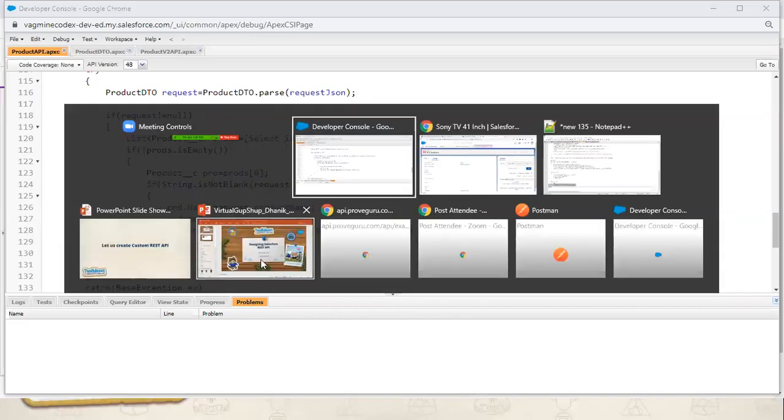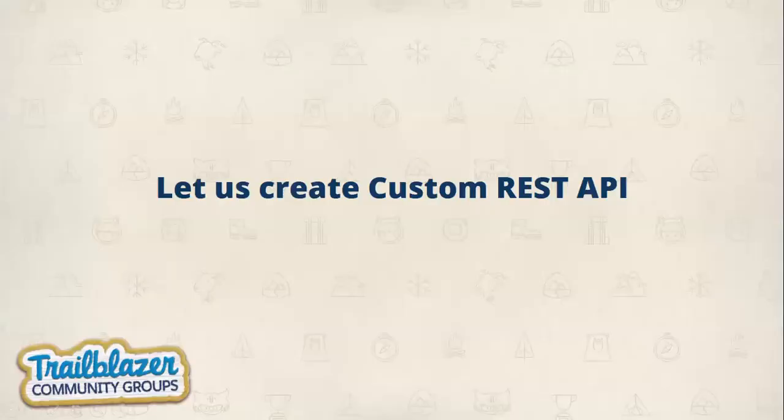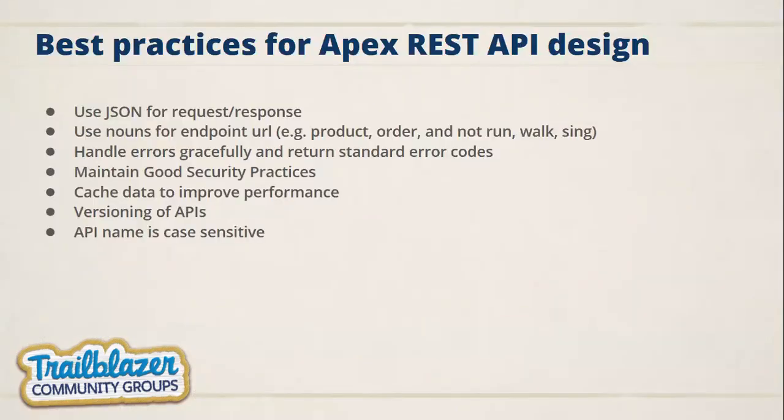As the demo is complete, let me go to the presentation slide once again. So we are done with the demo. When we create a REST API, what are the best practices we should follow? We should consider JSON as the request and response format.